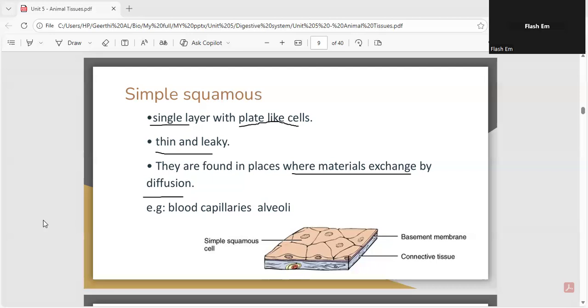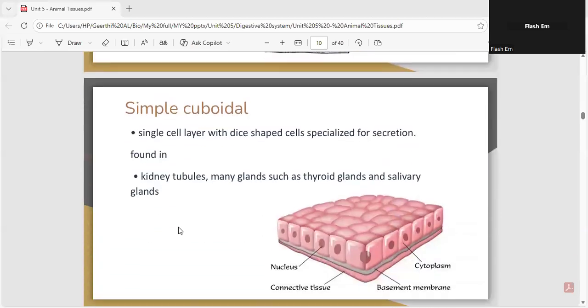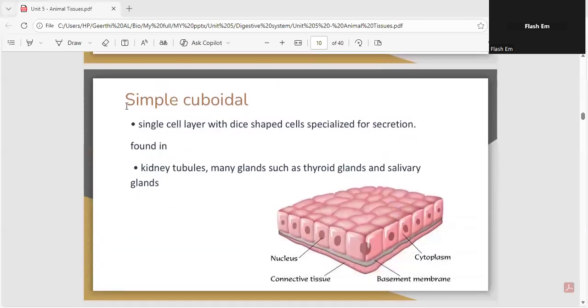So let's move on to the next one. Simple squamous is done. Simple cuboid is a single cell layer, so you have to write single for simple. It's die-shaped. You know what a cube is, it's a dice, right? So die-shaped cells specialized for secretion. It is found in kidney tubules and glands such as the thyroid and salivary glands. These are the location, the characteristic and the function.